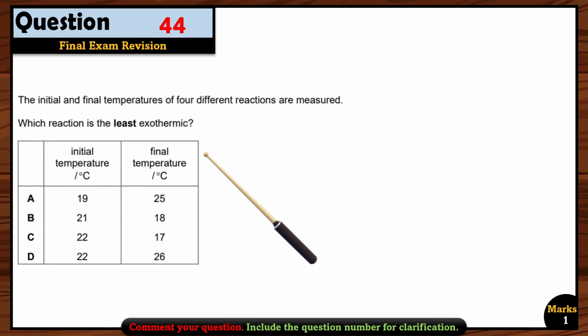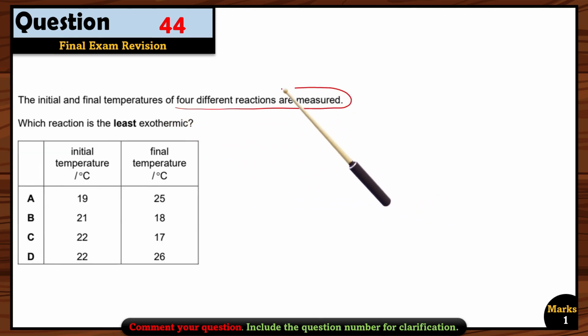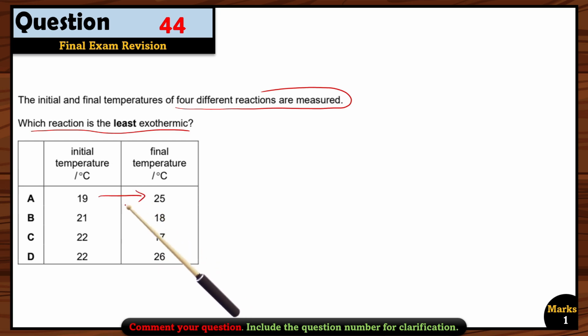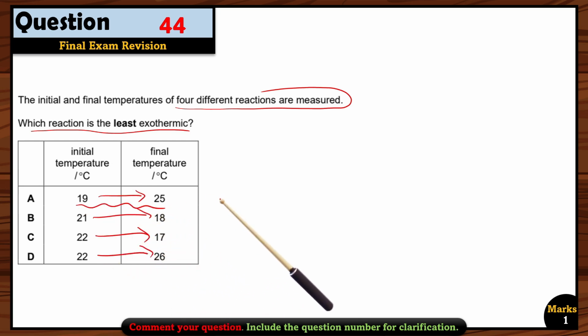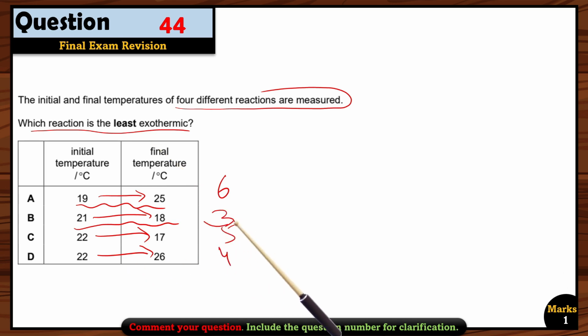44. The initial and final temperatures of four different reactions are measured. Which reaction is the least exothermic? Okay, now the students already know the initial temperature and final temperature, so they can just calculate the difference. If you see here, the difference is 6, right? Here the difference is 3 maybe. Here, maybe 5. I'm just letting you know. And this one is 4. And the student will choose what? Least exothermic, so they think this is the right one.